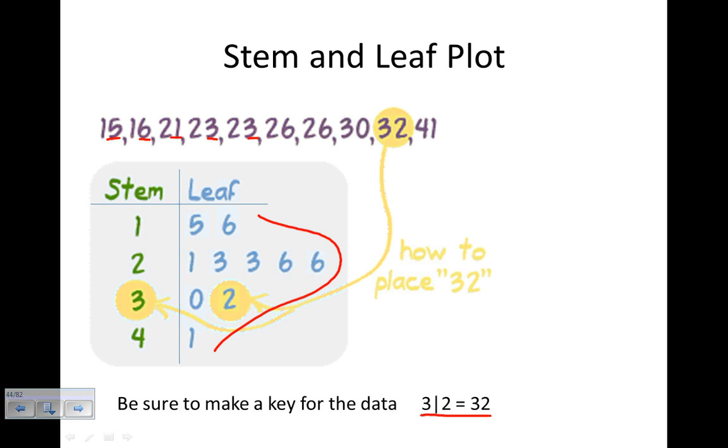If you wanted to find your median, you could find your middle number. So let's see, 1, 2, 3, 4, 1, 2, 3, 4. So these two are in the middle. So your median in this case, you'd have to do 23 plus 26 divided by 2, which would give you what?